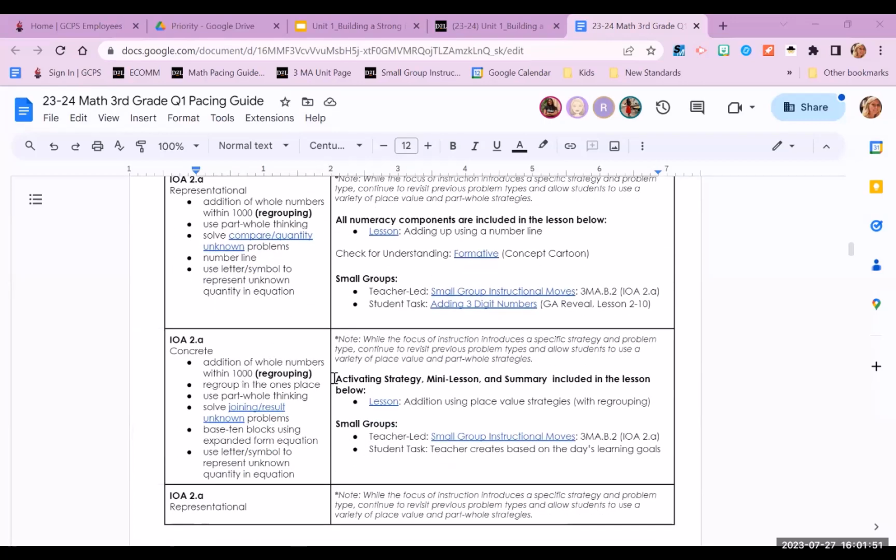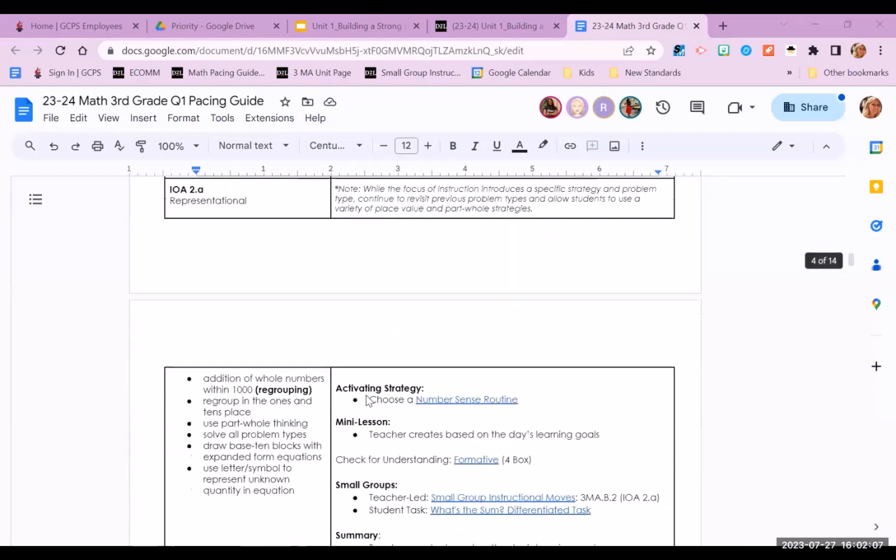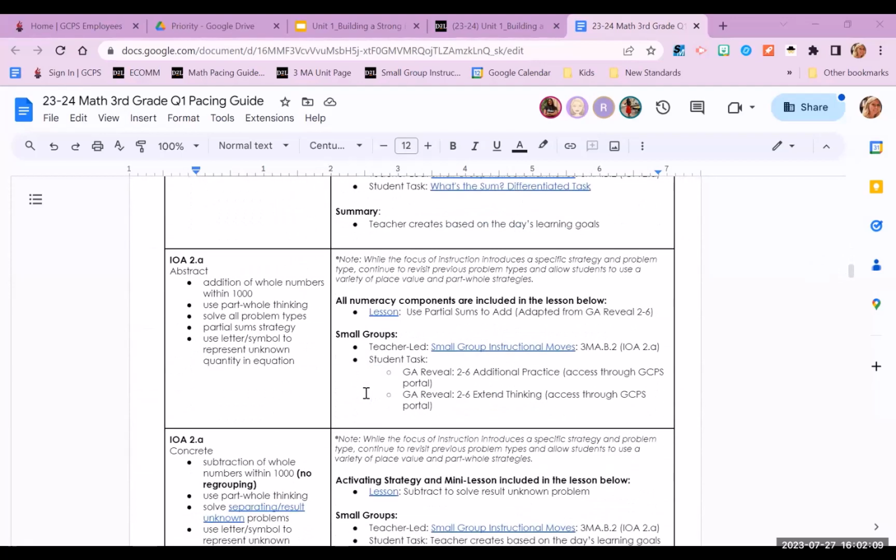As students begin regrouping with addition, you will notice that we follow the same instructional learning progression, where we go back to concrete and modeling using those base 10 blocks. Again, we will continue to use that expanded form equation. In this abstract day, you will see that the partial sum strategy is introduced. Here, we included specific resources from Georgia Reveal as a suggested resource to support this instruction.